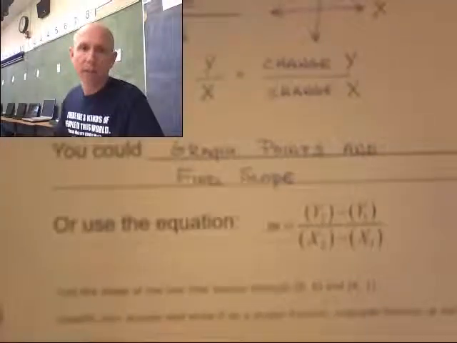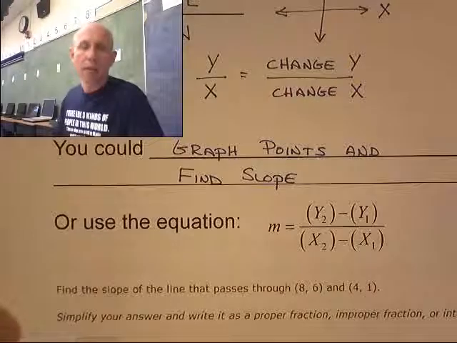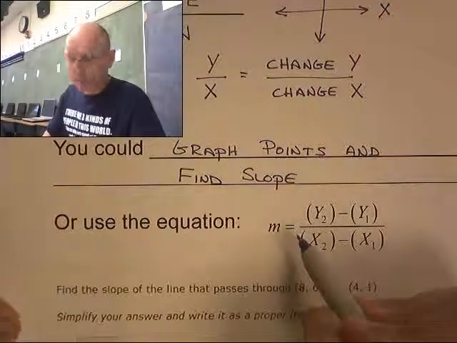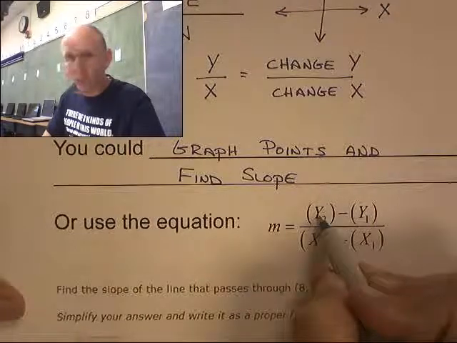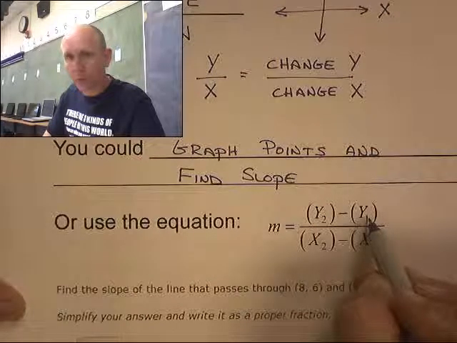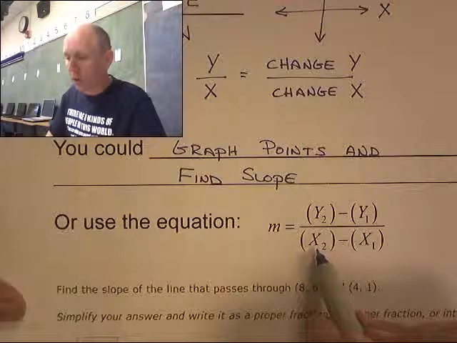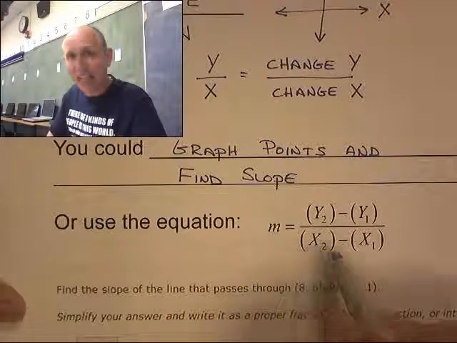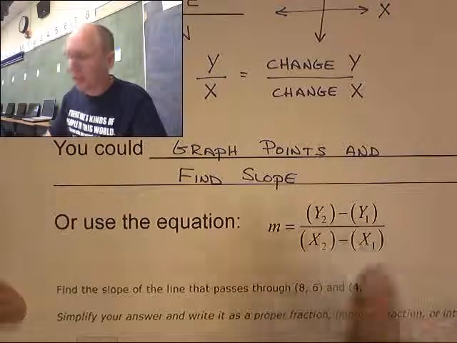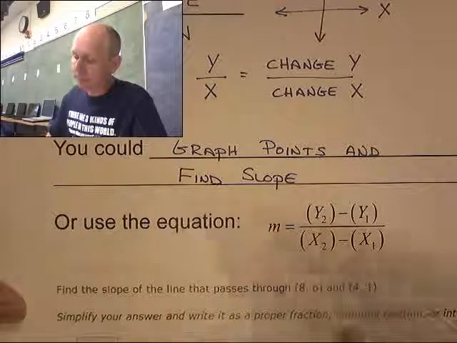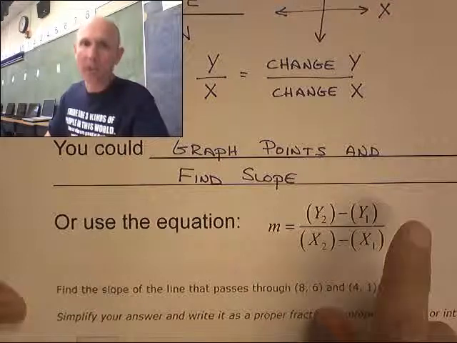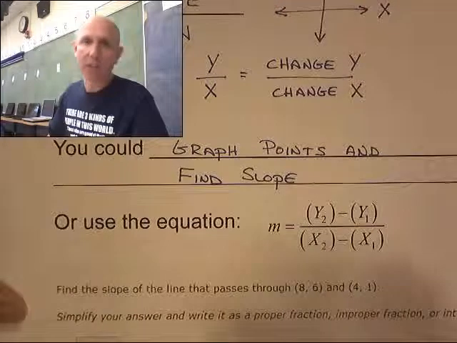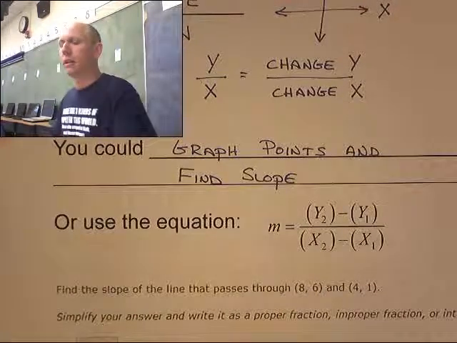This is a great equation. Slope, which equals m, is the change in y. It's the second y minus the first y over the change in x, which is the second x minus the first x. Now, how do I explain this? It doesn't matter which point you choose as the first or second, as long as you stay consistent. I'll show you this. Ready?